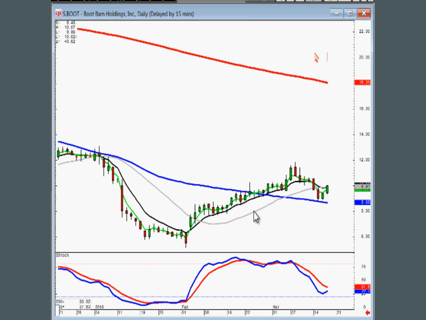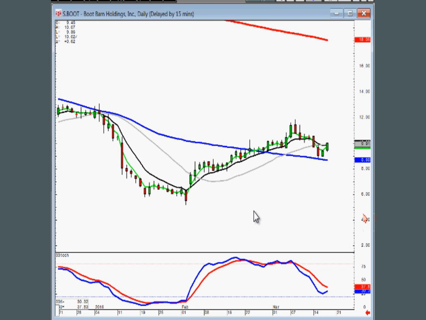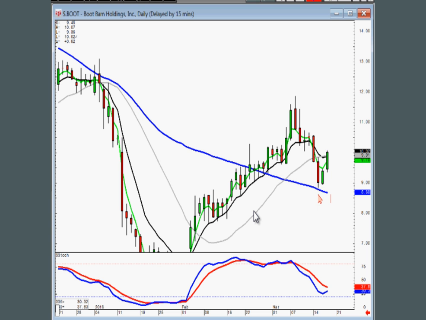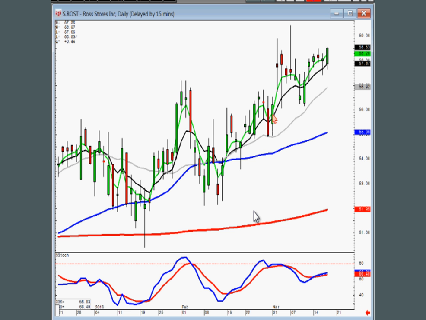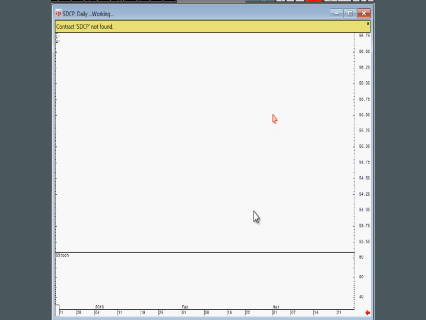Boot, you can see where they consolidated to, right smack dab to the 50. Starting back up, another one you can buy if it comes up through this little downtrending channel. Ross Stores, just stay long. Not a very exciting stock, but definitely in a good uptrend above the T line.